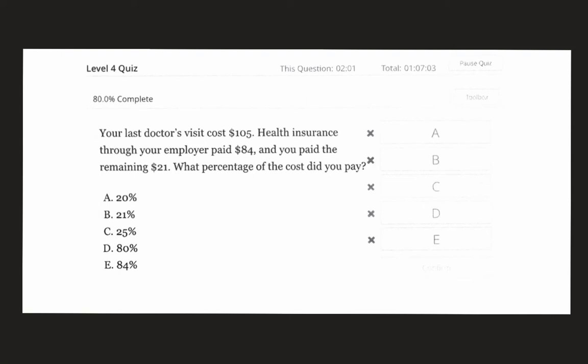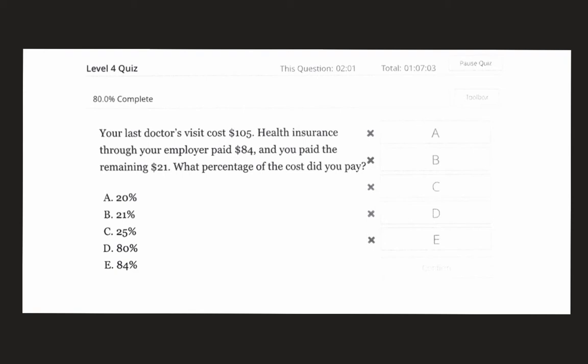In this video, it says your last doctor's visit cost $105. Health insurance through your employer paid $84, and you paid the remaining $21. What percentage of the cost did you pay?